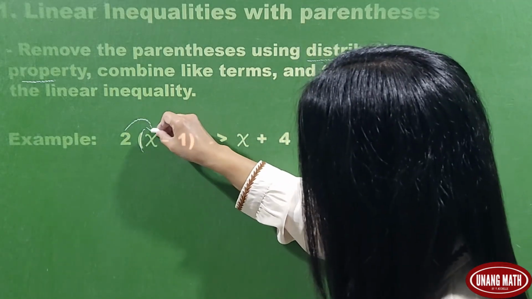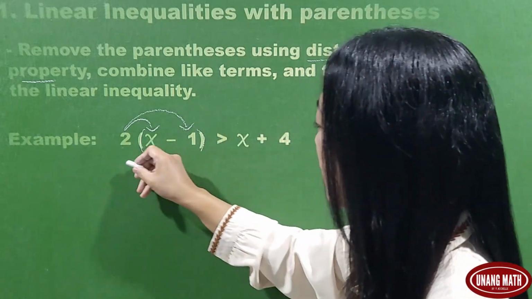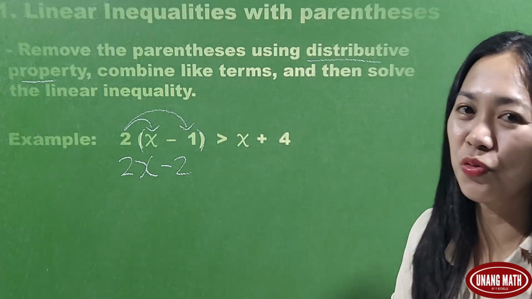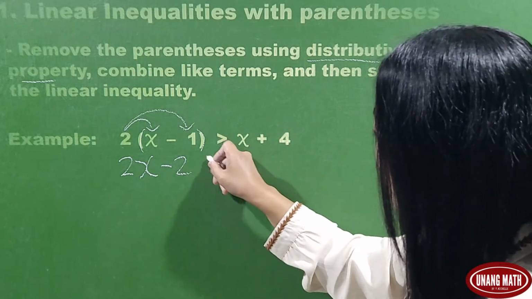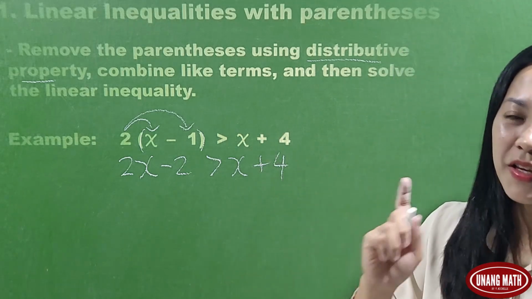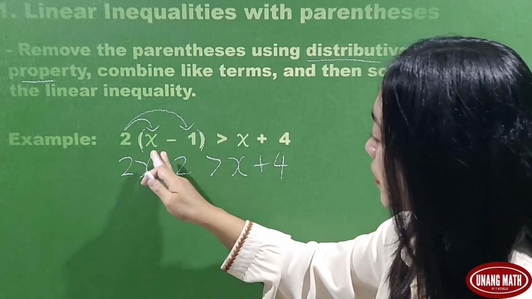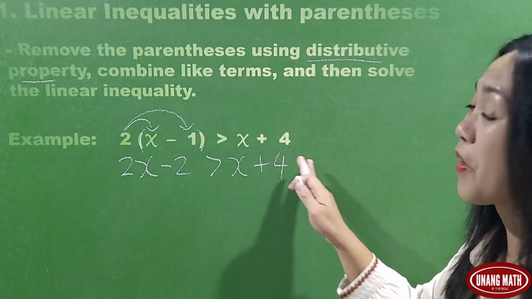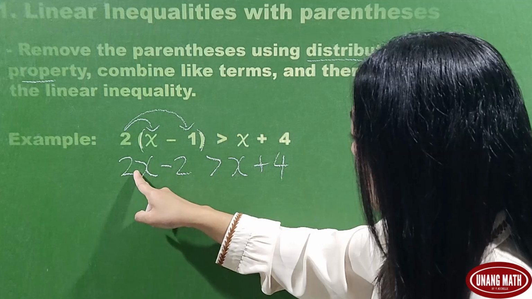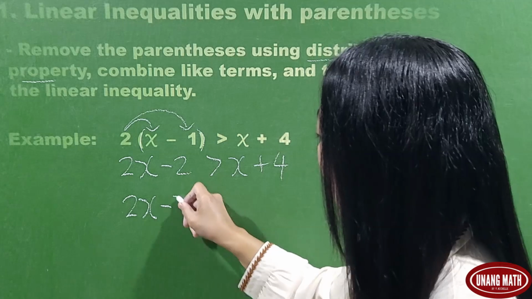So this is now 2 times x and 2 times negative 1. 2 times x is 2x, and 2 times negative 1 is negative 2. So 2x minus 2 is now greater than x plus 4. Using transposition, move all the terms with the variable on the left side and all the constant terms on the right side. Since this is positive x, if we move it to this side, it becomes negative x. So we have here 2x minus x.